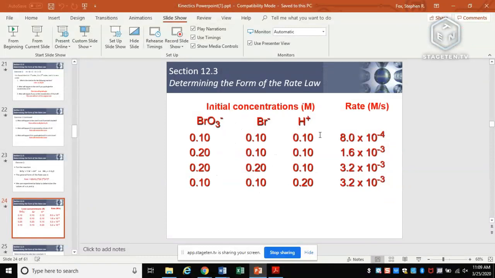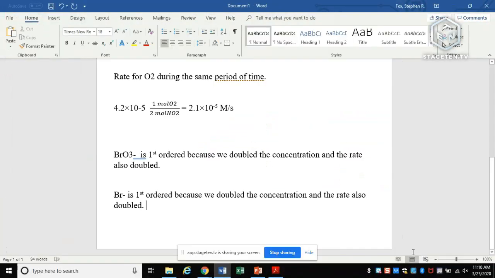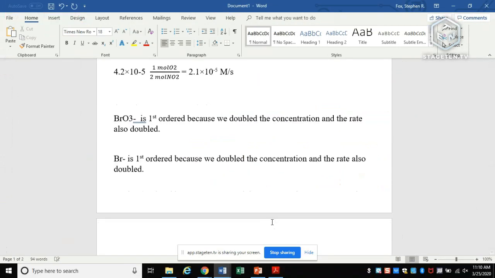If we look between trials 1 and 4, bromate stays the same, bromide stays the same. We doubled H plus, but what happened to the rate? It went from 0.8 to 3.2, or 8 times 10 to the negative 4 to 32 times 10 to the negative 4. So we doubled the concentration and the rate quadrupled. What does that mean about H plus? It means H plus is second order.